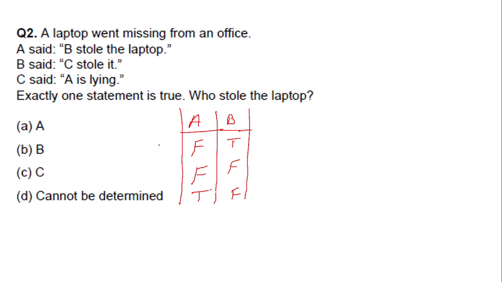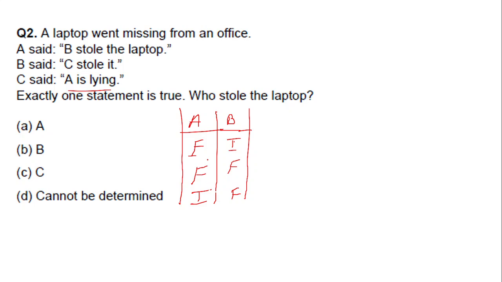Always remember, when C is telling A is lying, if this is false, this will be true. If this is true, this will be false. Okay. Now here also we got only one statement true. Here also we got only one statement true. We don't need to solve the C1 now because we should get only one statement true, only one case.